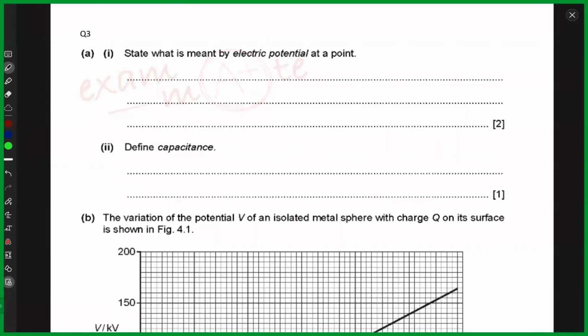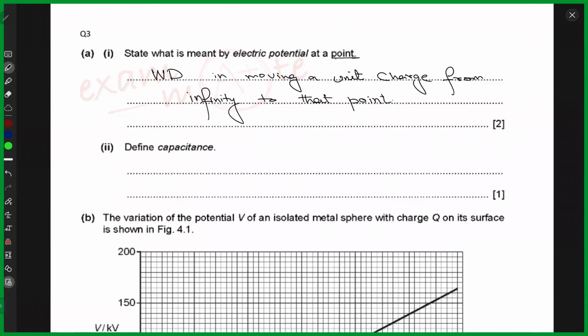The first 2 parts are very basic. State what is meant by electric potential at a point. This has to do with the work done in moving an electrical charge. So the electric potential at a point is defined as the work done in moving a unit charge from infinity to that point, as in the point mentioned in the problem statement. These are very basic definitions.